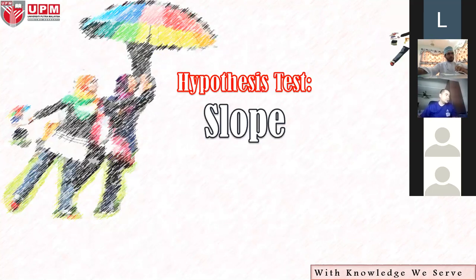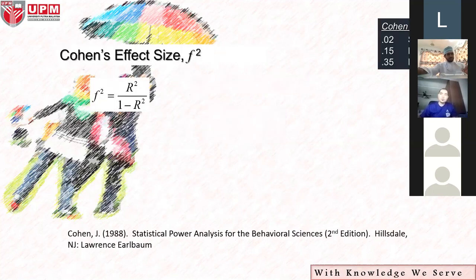Doktor, ya. Yang Cohen ni, large 0.35 kan? Ada maksimum ke tak ada? Tak ada. If let's say your value is higher than 0.35, for example 0.6, so meaning that it's large lah.